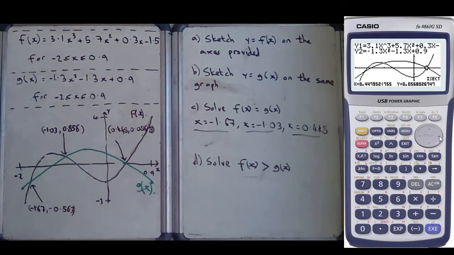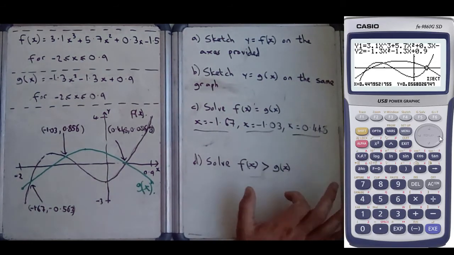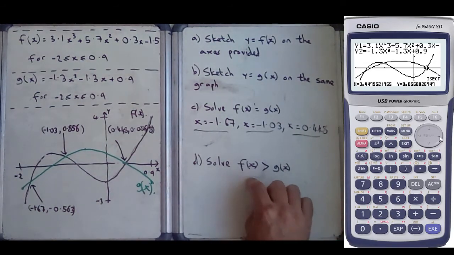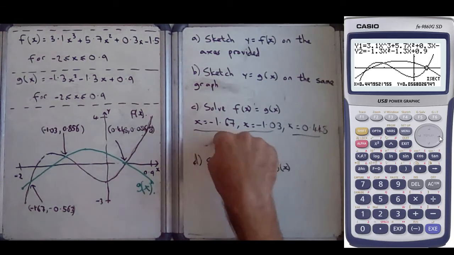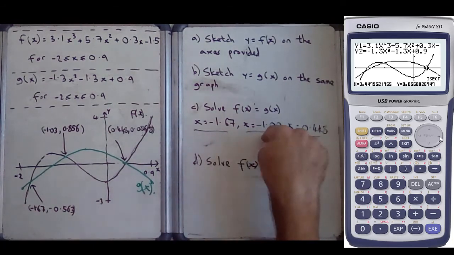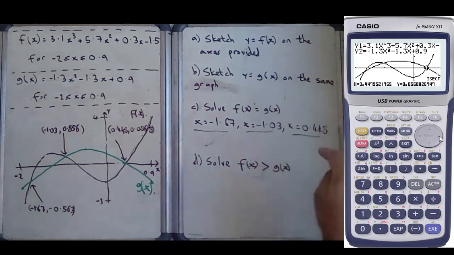So what that means is, for what values of x does this return higher y values than that? We know that they return exactly the same y value when x is minus 1.67, minus 1.03, and 0.448. So what I'm going to do, if I can fit it on, is bring these lines down. This is the first intercept.